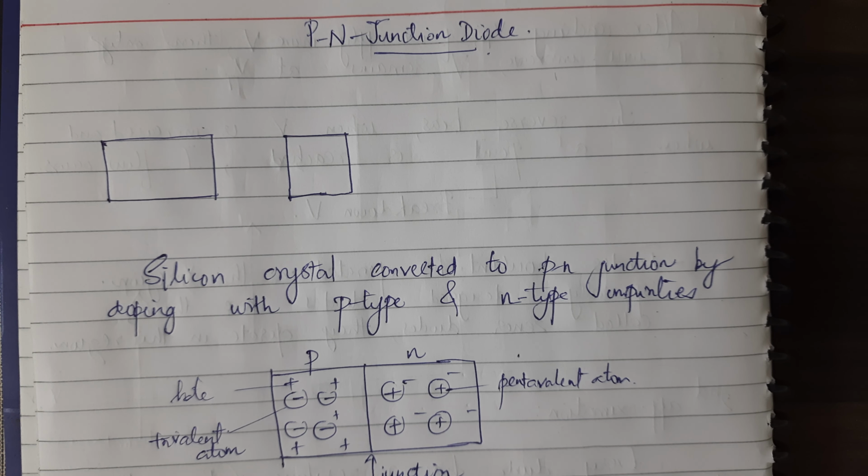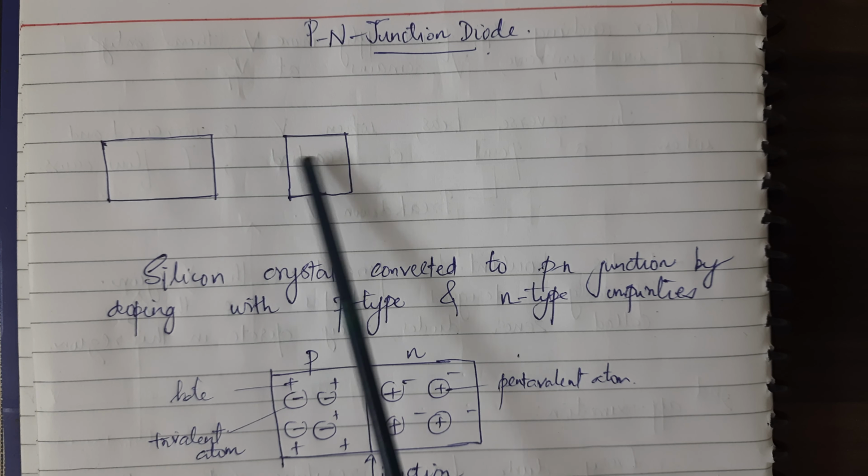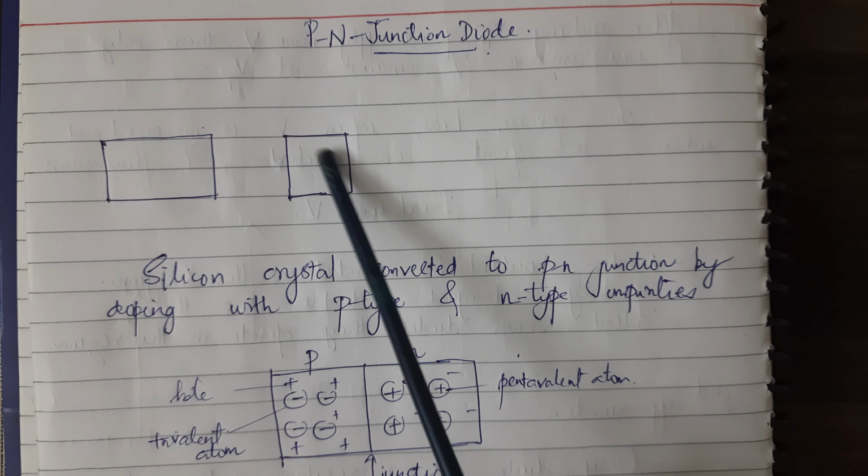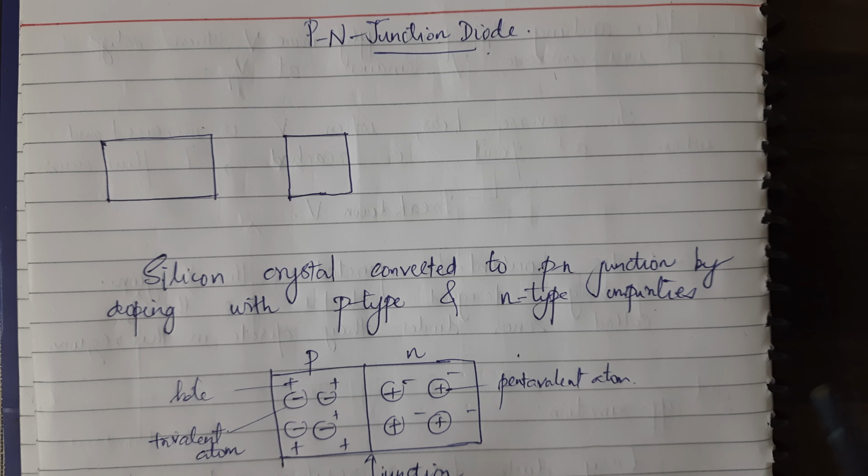So we will talk about PN junction diode. Suppose these are some silicon crystals. We can convert these silicon crystals into a PN junction by doping them with p-type and n-type impurities. Suppose we are doping this with p-type and this with n-type impurities, and we are joining them both. Okay, and a PN junction is formed.